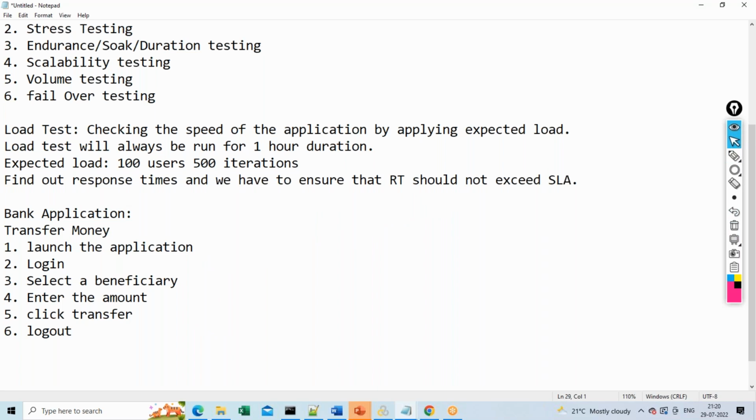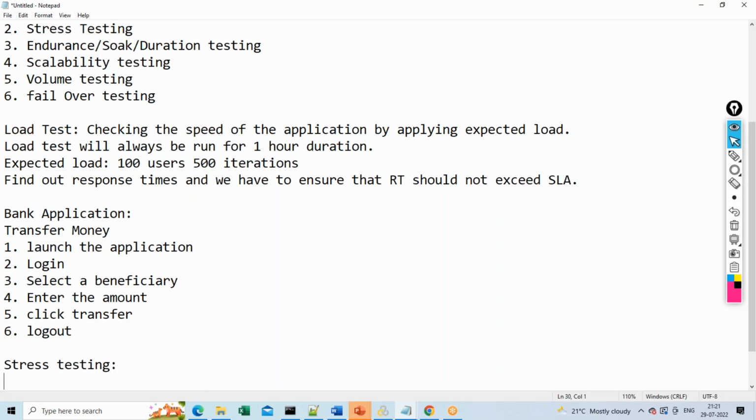This is the first test that we do. This is the first major test that we do for every project. It's not about your company, my company, your project, my project. Every project everywhere across the world, the first major test that we do as part of performance testing is load test only.